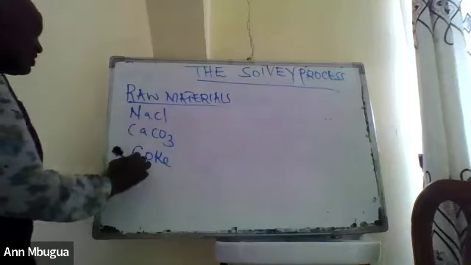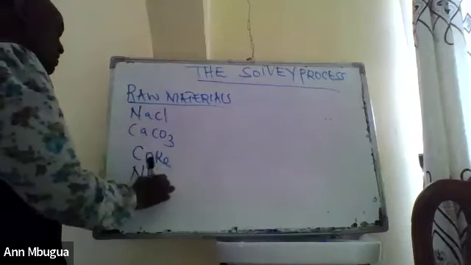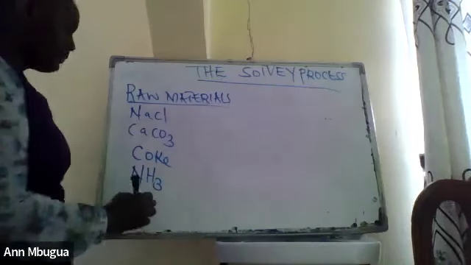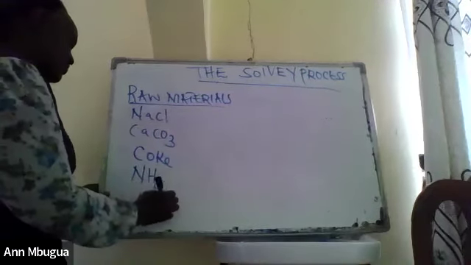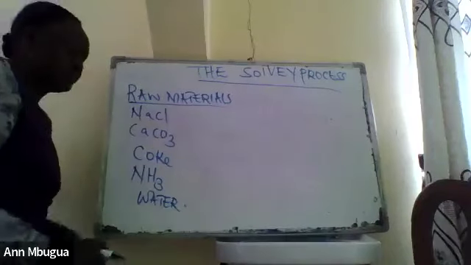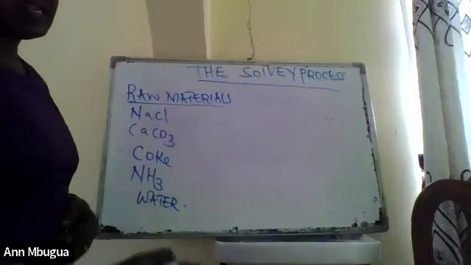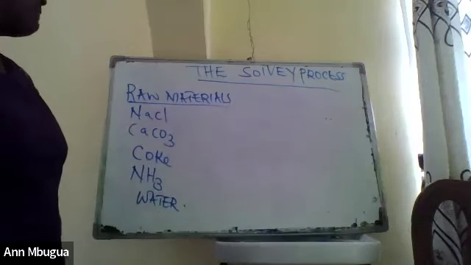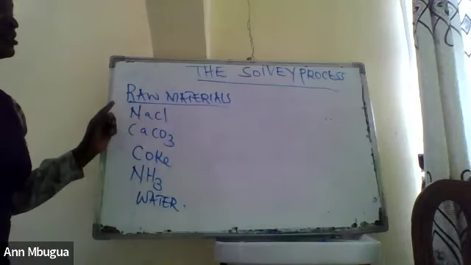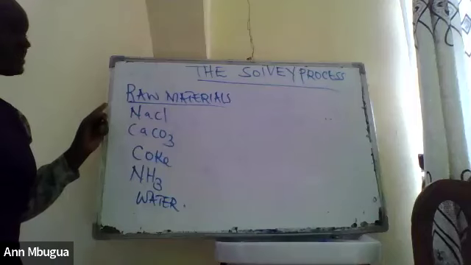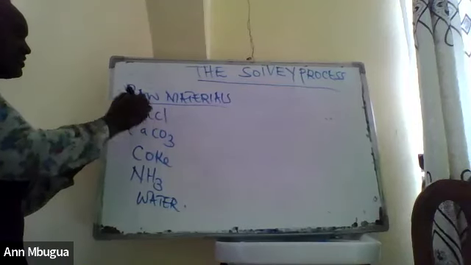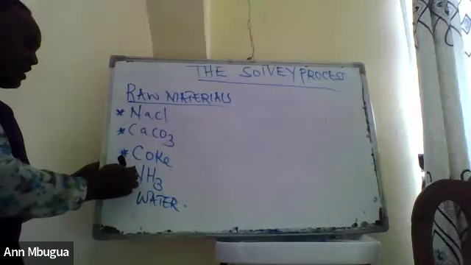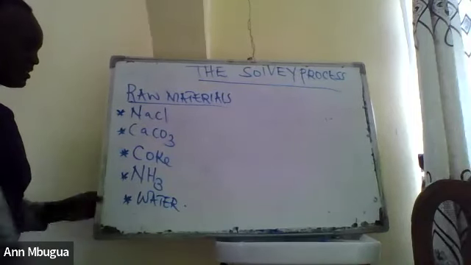The other raw material used in the Solvay process is ammonia. We also need to set up the Solvay process where there is enough source of water. So these are the major raw materials for the Solvay process: sodium chloride, calcium carbonate, coke, ammonia, and water.